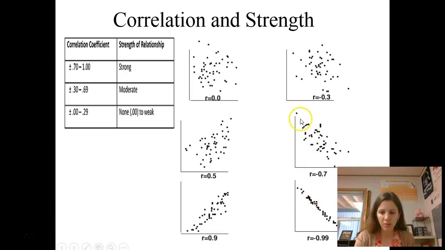Here we get into more moderate ones. You can see there's still a negative correlation here, a little bit of a positive correlation here, and absolutely zero relationship here, with no correlation coefficient. And then here is a 0.3 correlation coefficient. Not a lot of relationship between these points here.